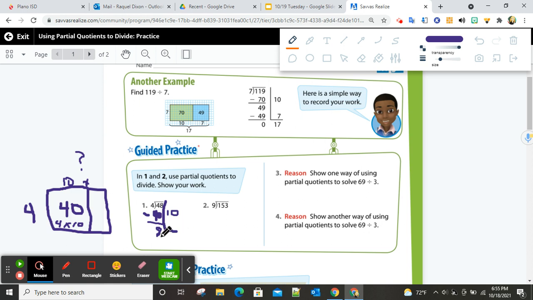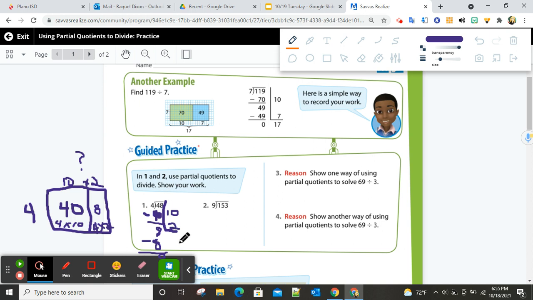Okay, I have 8 left. Now I have to think to myself, what times 4 equals 8? Well, I happen to know that 4 times 2 equals 8. So this other part up here, this missing part of my factor, is 2. So my next partial quotient is 2. Oops. So when I minus that, repeated subtraction, I get 0. So I write my 2 down.